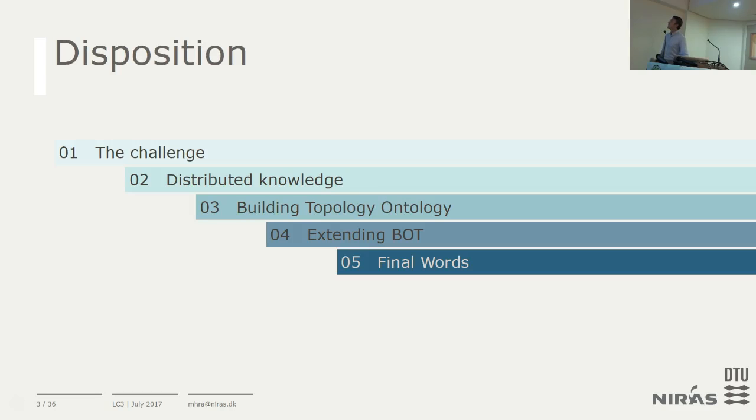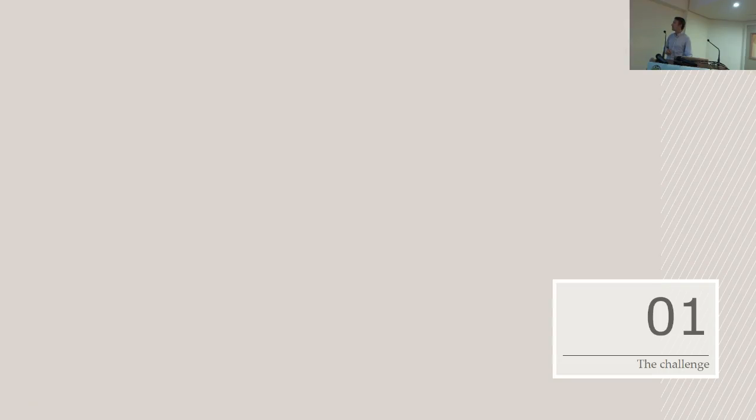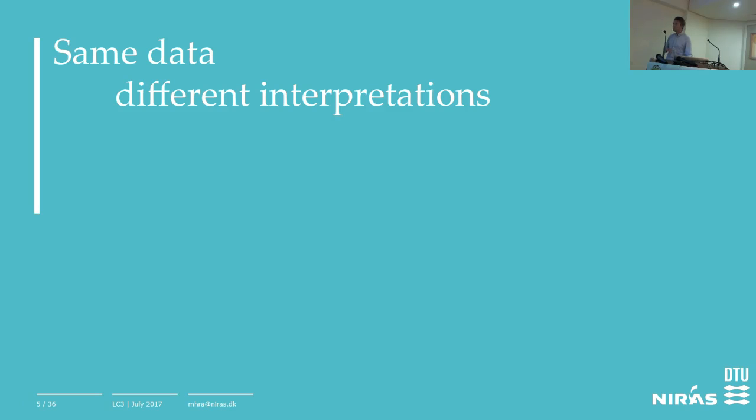Short disposition. First I'm going to talk about the challenge that I'm trying to solve. Afterwards a bit about how we can use this distributed knowledge. Then the ontology that we're proposing. And then how you can extend it, some methods for that, and some final words. So first of all, the challenge.